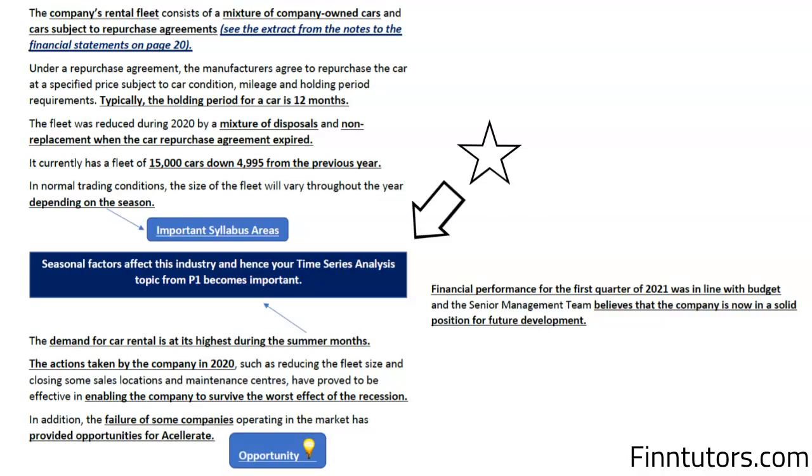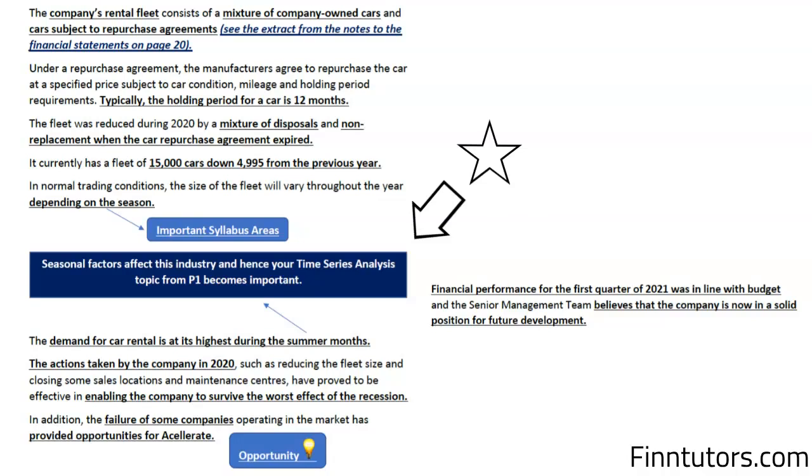The fleet was reduced during 2020 by a mixture of disposals and non replacement when the car repurchase agreement expired. Why? Because there has been a global depression, there has been a global recession, because of which your revenues have been significantly affected. So you decided to reduce your sales centers, your maintenance centers, and your fleet as well. And how was the fleet reduced? You sold some cars, and others, once they were repurchased, you didn't buy any other repurchase agreement cars. So, two ways you reduced your fleet.